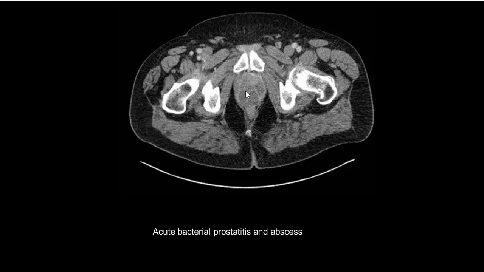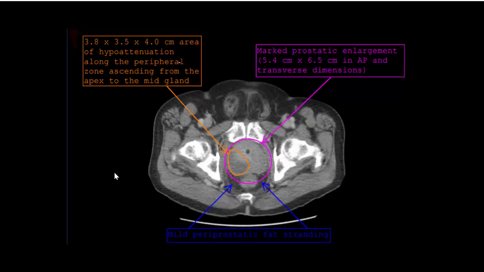Acute bacterial prostatitis and abscess on CT. We see an enlarged prostate with hypodense areas. These are examples of mild periprostatic fat stranding, in a case of prostatitis.